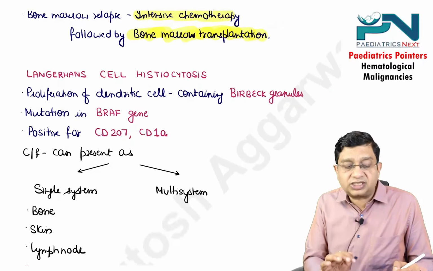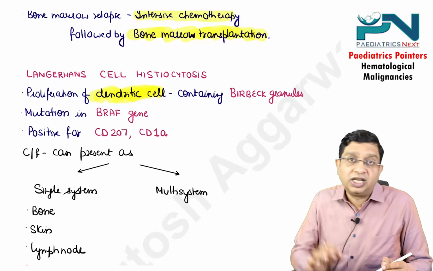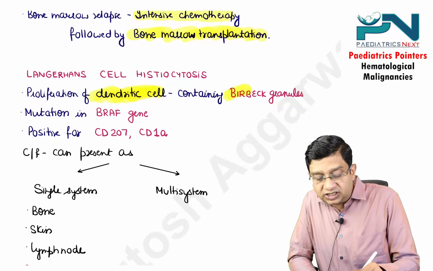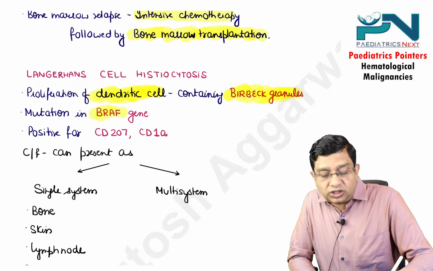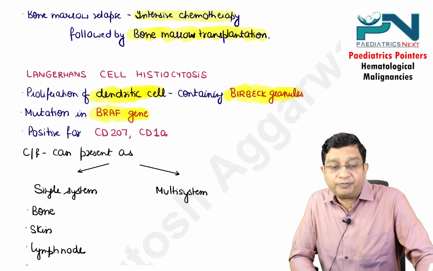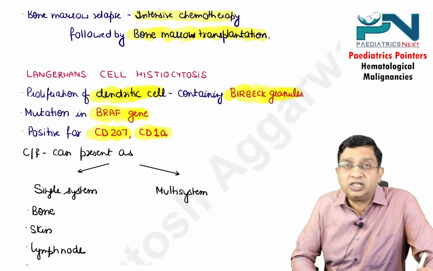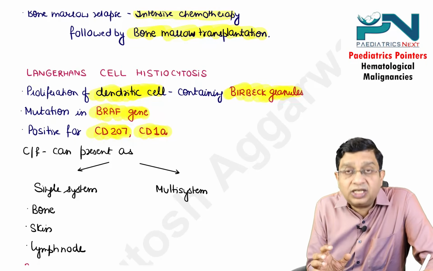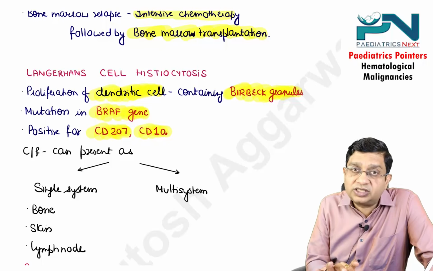Talking of Langerhans cell histiocytosis, this is proliferation of the dendritic cells, and the dendritic cells basically contain the Birbeck granules. This is a mutation in the BRAF gene. This is positive for CD207 and CD1a. So: proliferation of dendritic cells, Birbeck granules, mutation in BRAF gene, CD207, CD1a.